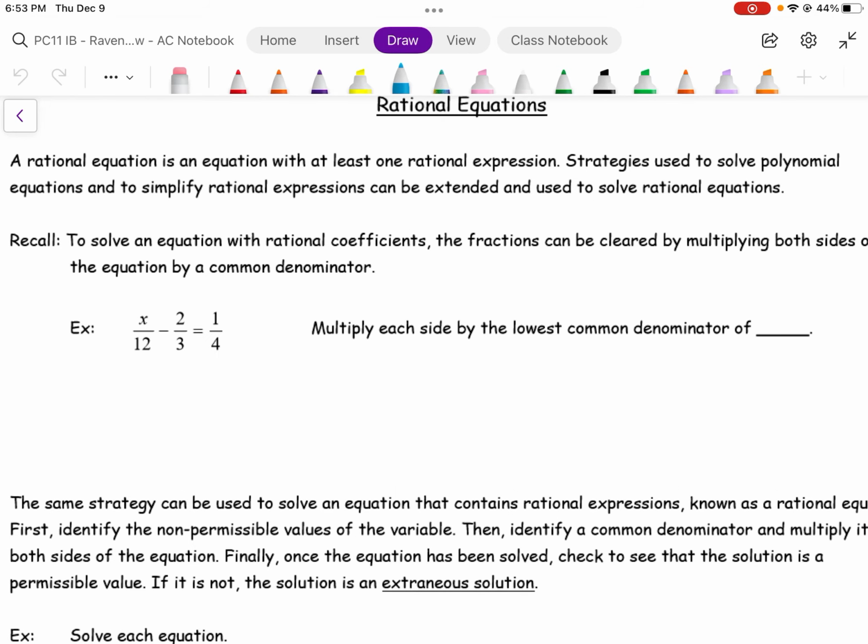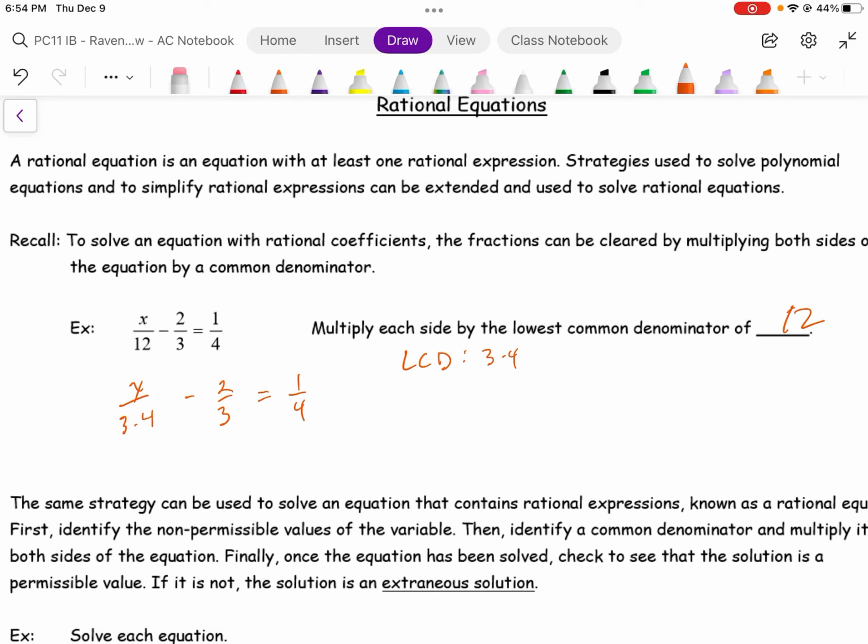So I'm just going to take this example. I'm going to identify my lowest common denominator. Well, I start off with x over 12, and I'm going to factor any denominator. Well, 12 is really 3 times 4, minus 2/3 is equal to 4. So what I notice from here is that my lowest common denominator is going to be 3 times 4, or 12. So what I'm going to do then is multiply both sides of my equation by 12.